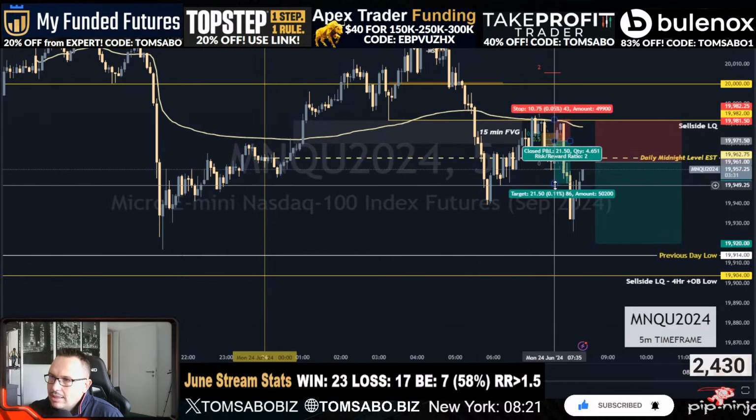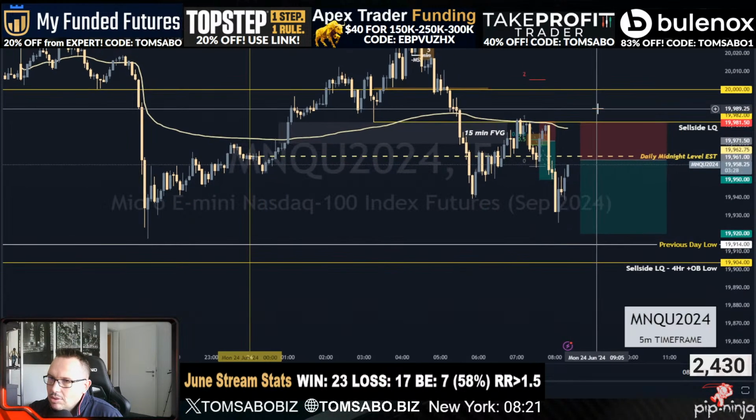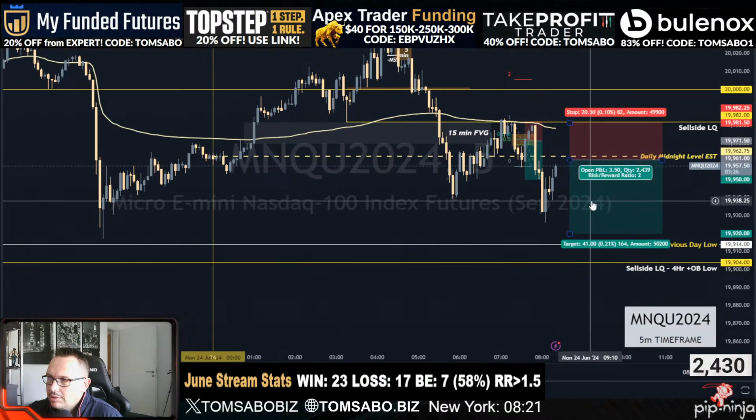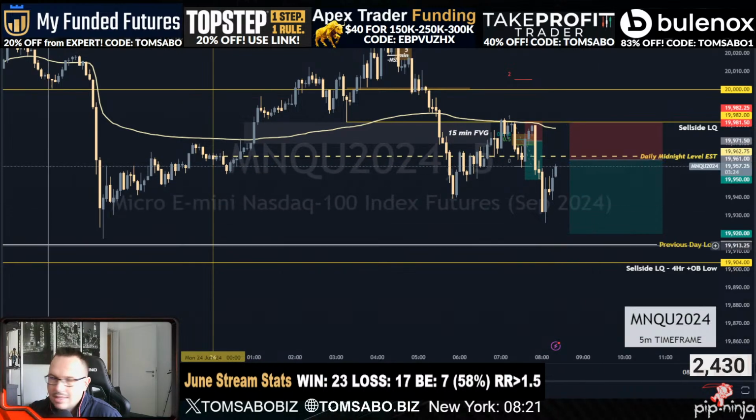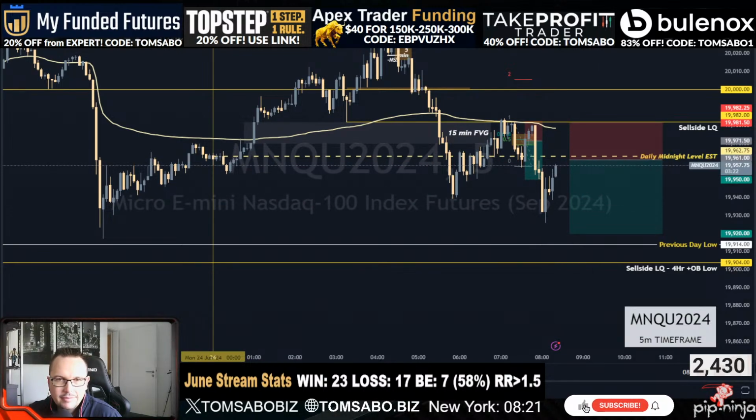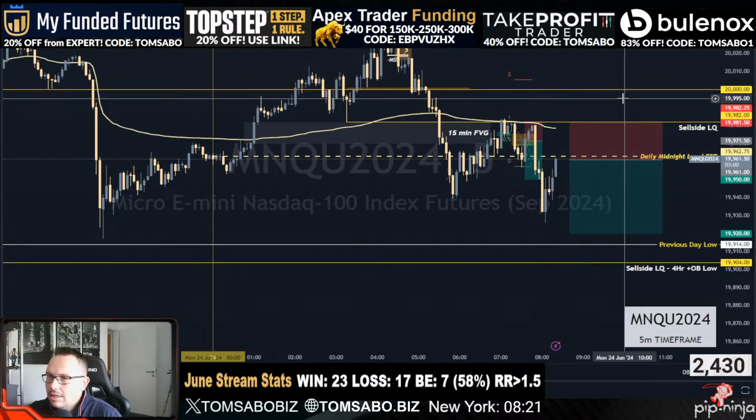So what do you guys think? This is at midnight area, so it could still play out. My level is at 61. 2 micros at 61. Okay, I got into the position.